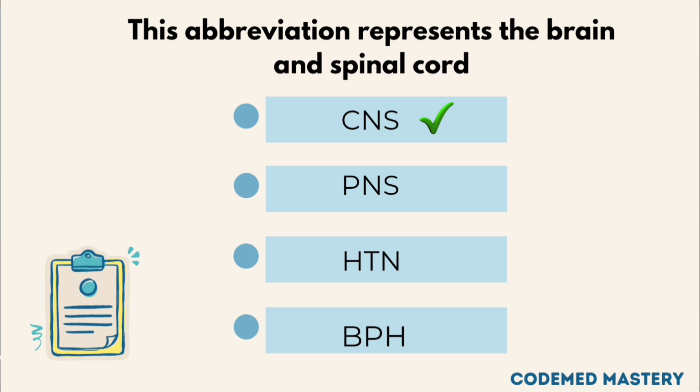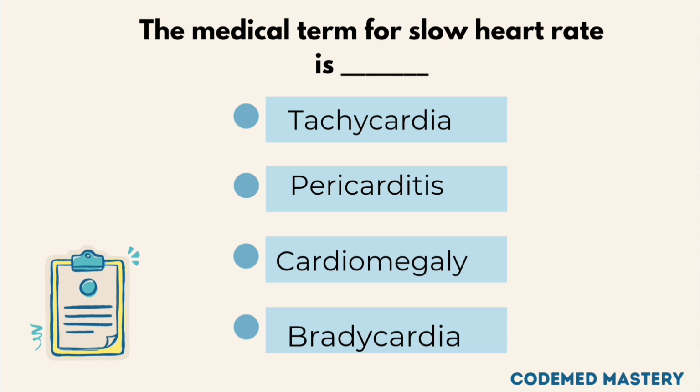Next question. The medical term for slow heart rate is option A, tachycardia, option B, pericarditis, option C, cardiomegaly and option D, bradycardia. So the correct answer will be bradycardia. That is for slow heart rate. The medical term for fast heart rate is tachycardia.